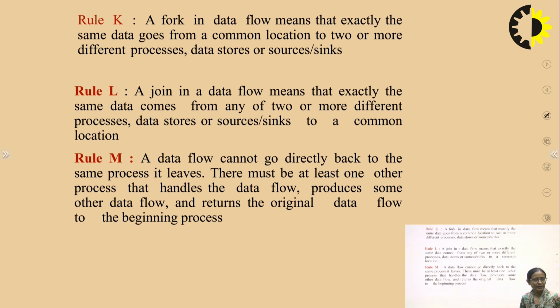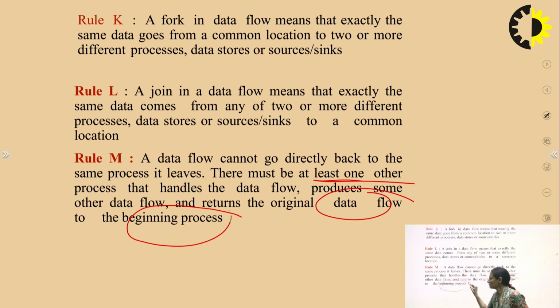Rule M says a data flow cannot go directly back to the same process it leaves. There must be at least one other process that handles the data flow, produces some other data flow, and returns the original data flow to the beginning process. This is how you will represent this concept.